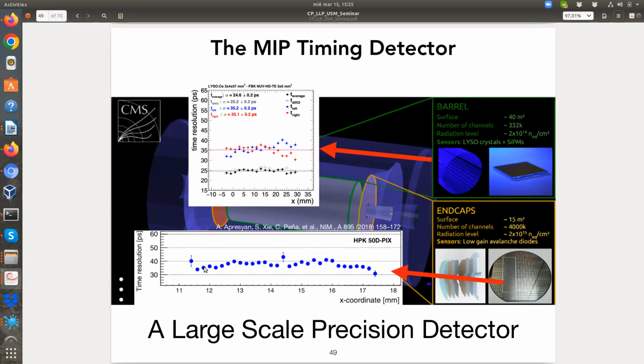We passed what's called CD-2 review in the US jargon. So this is going ahead, and it will be installed in CMS, and we'll have this new tool for reconstructing long-lived particles.